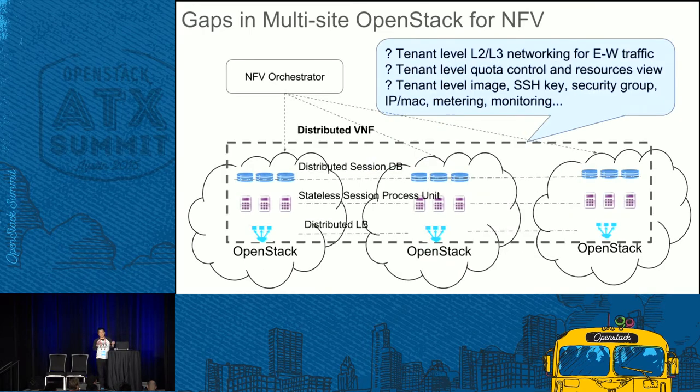Not only do different VNFs in different sites have these issues, but also some VNFs which are designed to be deployed in different sites to achieve higher reliability. For this kind of VNF, L2, L3 networking is also required, for example, for heartbeat synchronization or state replication between different components in different sites. So L2, L3 networking to isolate the tenant level's traffic is a common feature needed in OpenStack. And as just mentioned, for example, quota control and resource replication between different OpenStack instances.